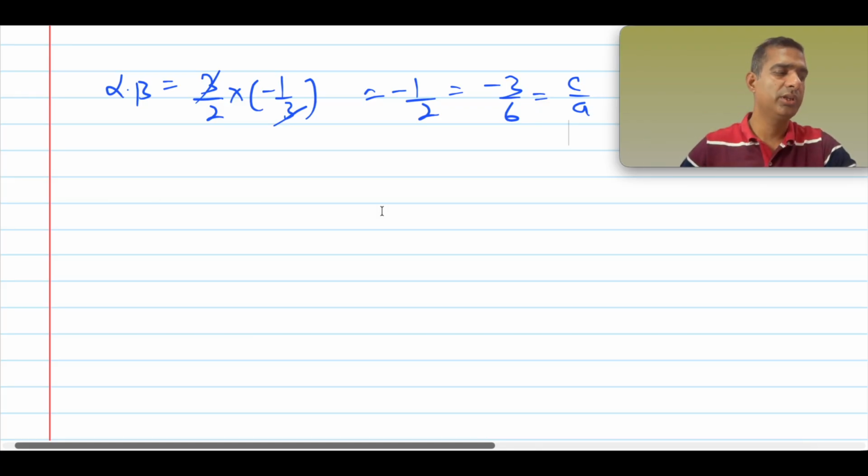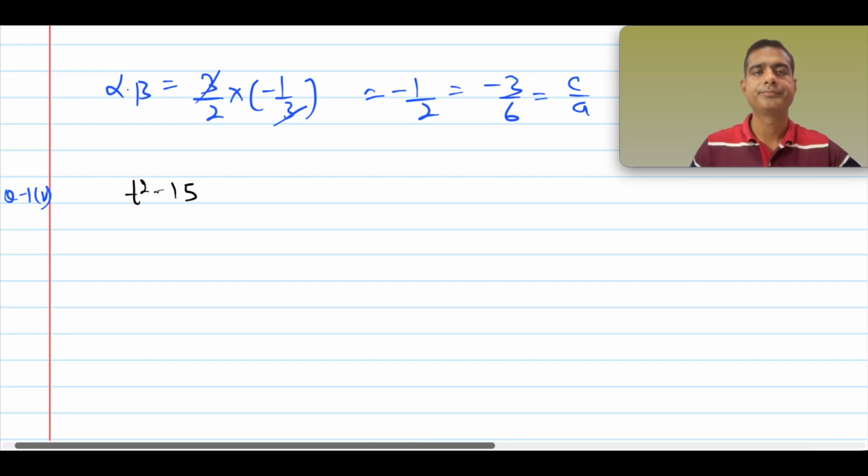Let us take one more example, part 5, t square minus 15. So this is the polynomial given and we have to find out its zeros. So to find out the zeros, let's equate it to 0. Now t square minus 15 is equal to 0. There is no t in this. So the product of the roots should be negative 15 and the sum of the roots should be 0.